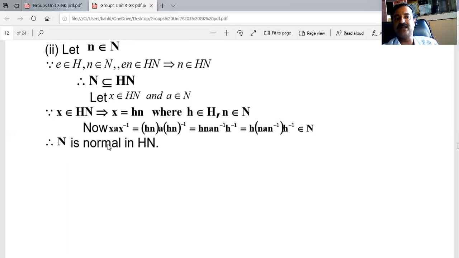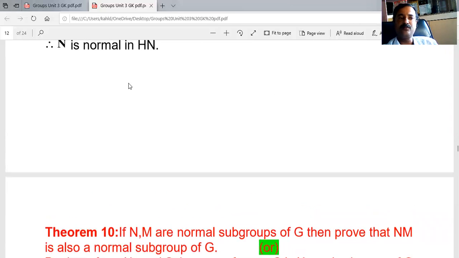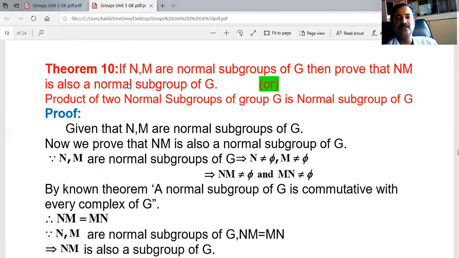That is, N is normal. What is the bigger set we have taken? x belongs to HN. That means N is a normal subgroup in HN. Are you understanding that? Okay, right? The proof of this theorem is also over. Now we are going to the next theorem.